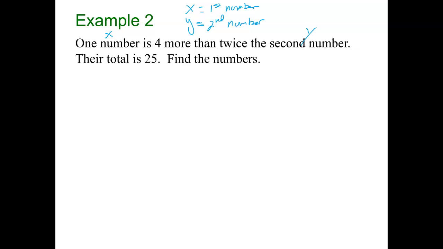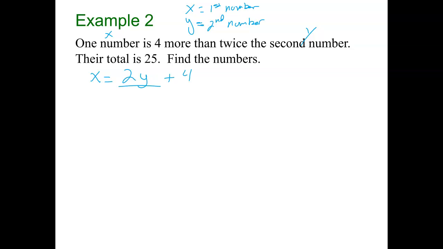So I have one number is. What does "is" mean mathematically? X is 4 more than something else, so I'm going to add 4. Twice the second number, well, 2y. So x equals 2y plus 4.